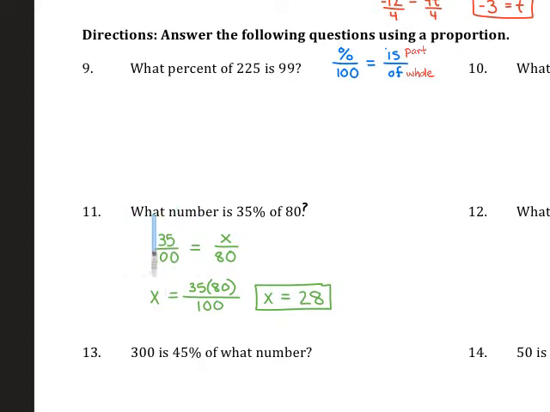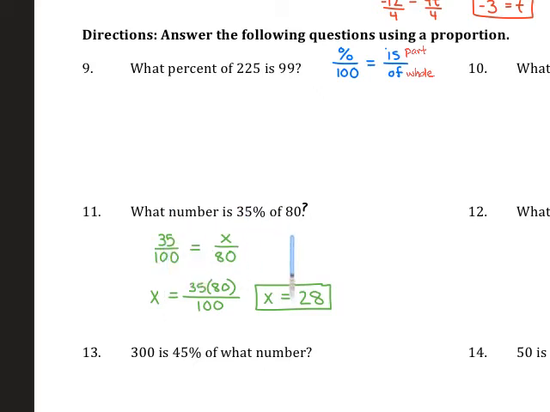All right, so number 11 says, what number is 35% of 80? Okay, so we look here. Now, the percents are the first thing I always look for because they're easy to find. They have the percent sign with them. So whatever number they give you with a percent sign goes where the percent sign is in the template. And so we put the 35 here.